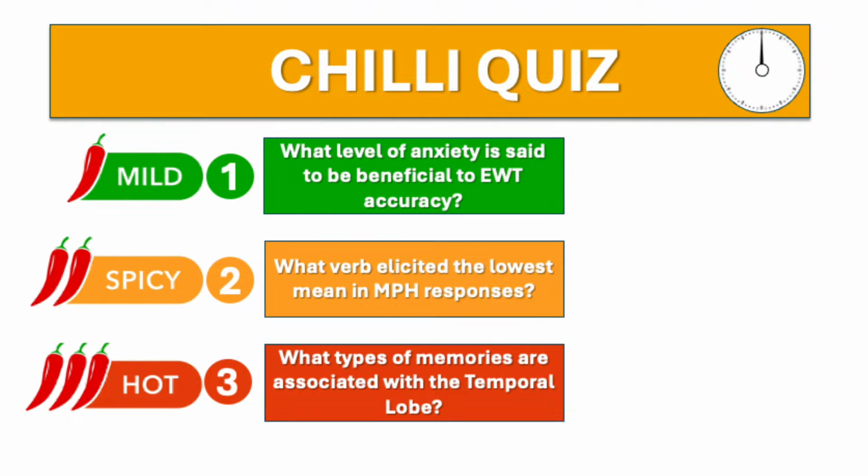So mild, we've got: what level of anxiety is said to be beneficial to eyewitness testimony accuracy? Number 2 is: what verb elicited the lowest mean mile per hour responses? And the spicy one here: what types of memories are associated with the temporal lobe? So off we go.